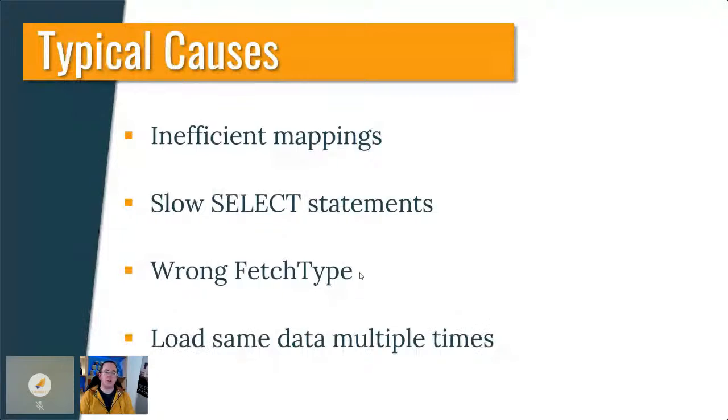Okay, let's talk about typical causes of performance issues, or issues in general, with Hibernate in more complex and bigger projects. First of all, there are inefficient mappings. That happens every now and then, and I will show you the most typical example for that in a bit. And then, of course, we have slow select statements. That happens all the time when you are working with the database. Unfortunately, wrong fetch types are still an issue with Hibernate.